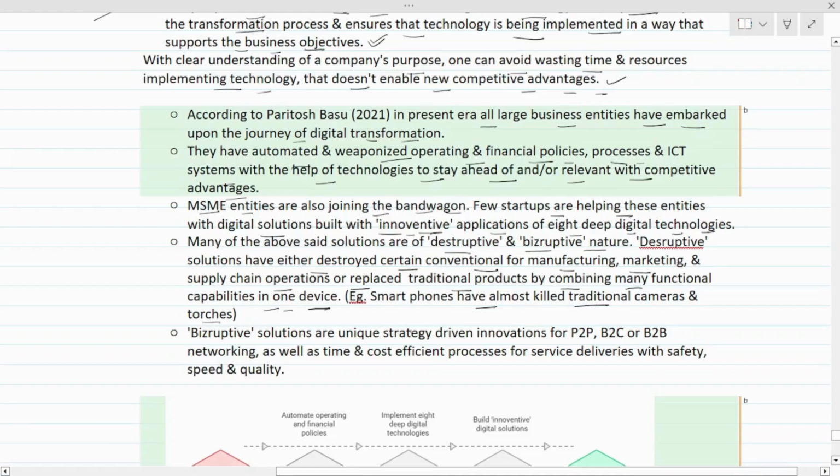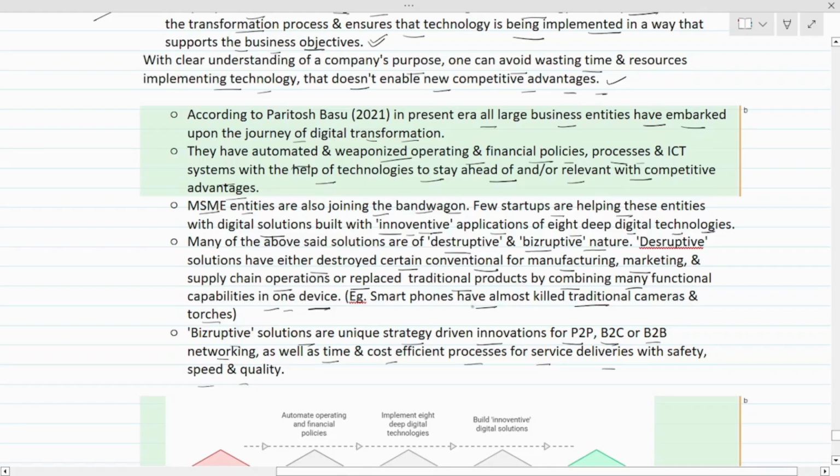Now what is the second one? That is disruptive. When we talk about disruptive solutions, these are basically unique strategy driven innovations for P2P, that is peer to peer, B2C, that is business to consumer, or B2B, that is business to business, right? Networking, as well as time and cost efficient processes for service deliveries with safety, speed and quality, right?